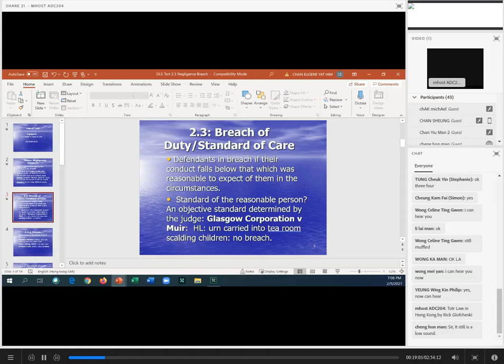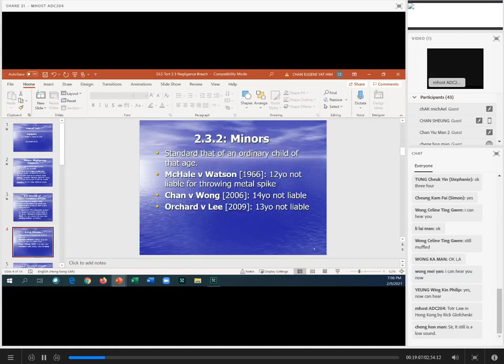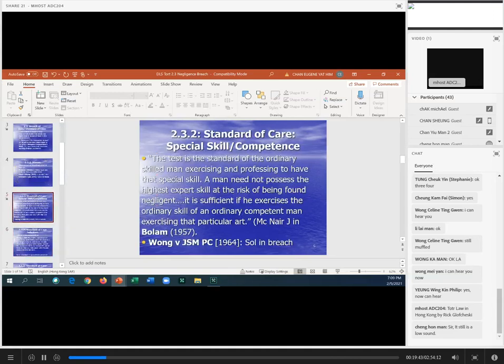Very much overworked word, isn't it? Reasonable. And with regard to minors, remember it depends on the age of the defendant. Yes, I've amended the PowerPoint. So in McHale and Watson, on page 50, and the other cases, the court looked at the standard of an ordinary child of that age. In McHale and Watson the defendant was 12, in Chen and Wong 14, and in Orchard and Lee 13. So the standard will vary depending on who the defendant is, and it will be a reasonable defendant in those circumstances. So looking at minors is quite instructive. And then getting on to standard of care.